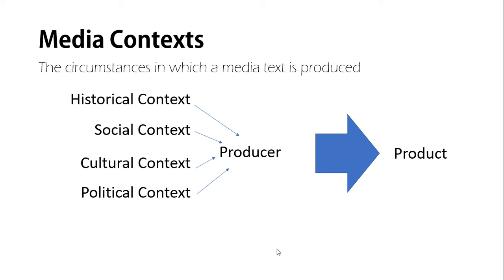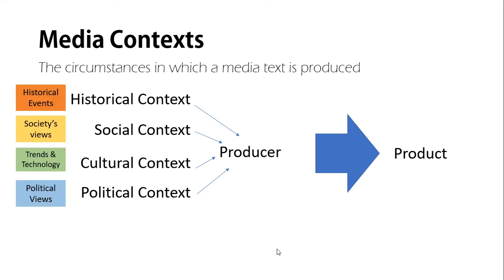There are four ways in which that can have an effect, four different types of context. There's historical context, social context, cultural context, and political context. And you need to know about all four of these for your exams. Okay? What are these four things?